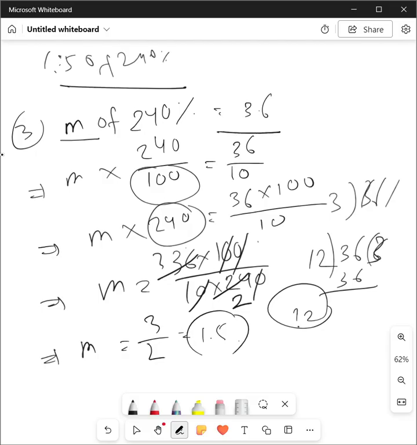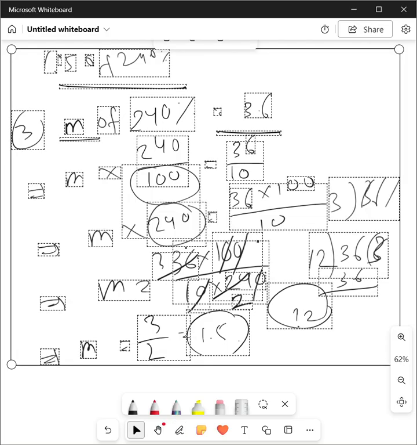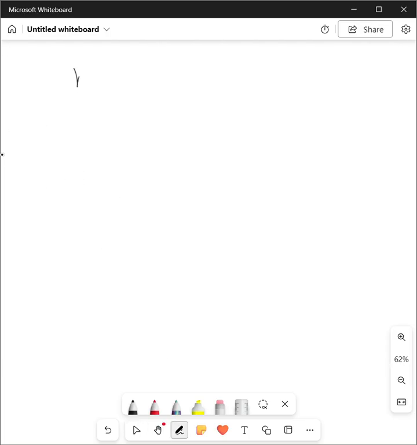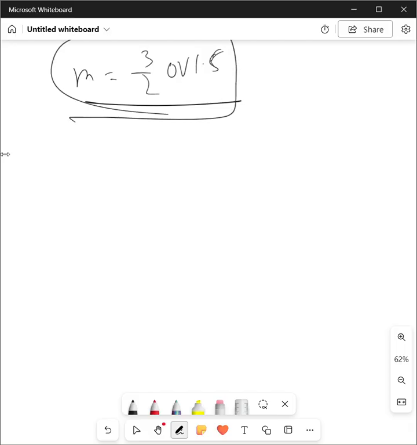So this is kind of a bit easy. We will write it in a better way. Our number comes out as m is equal to 3 by 2, or you can write 1.5. The rest is on you, how you can understand that. Okay, that's it. So another one.